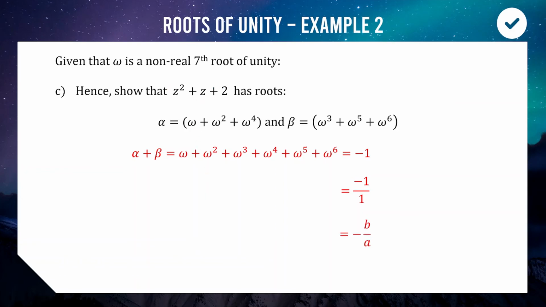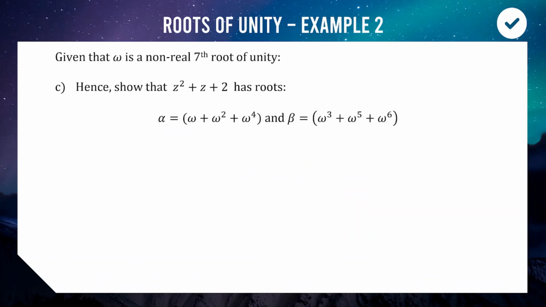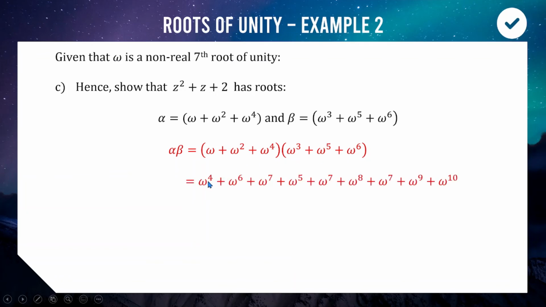Now we need to show the same thing works for the product, alpha times beta. All right, so we're going to do a lot of expanding here. Alpha times beta is going to be a big trinomial expansion, so let's just dive in. If we work the whole thing out, we get omega to the 4, 6, 7, 5, 7, 8, 7, 9, and 10. Now we are trying to simplify this and show that we can make it equal to 2, because that's what c over a is for this quadratic.